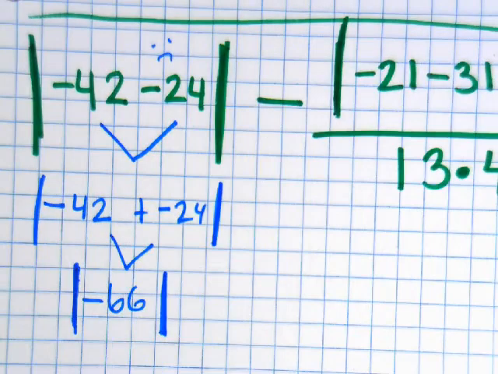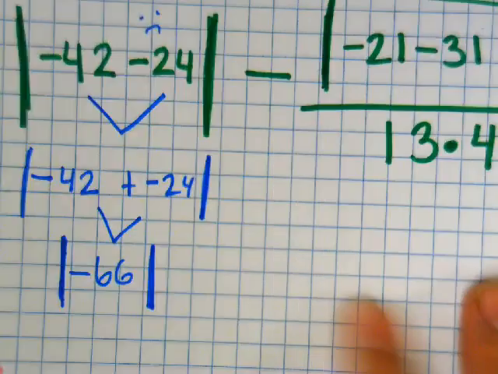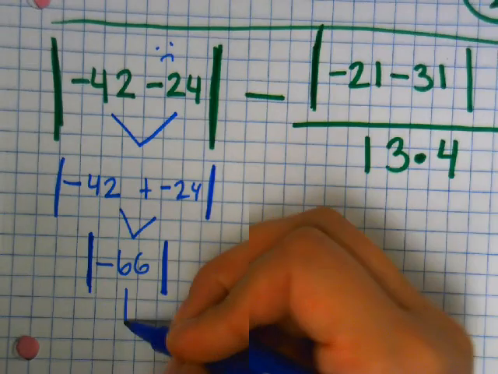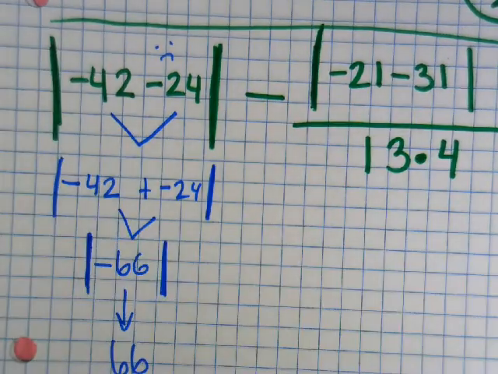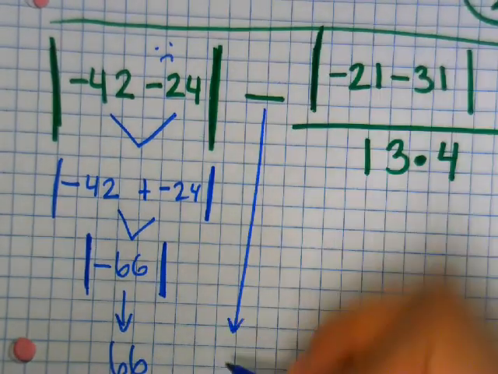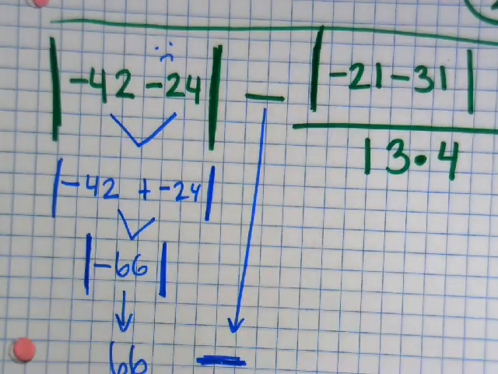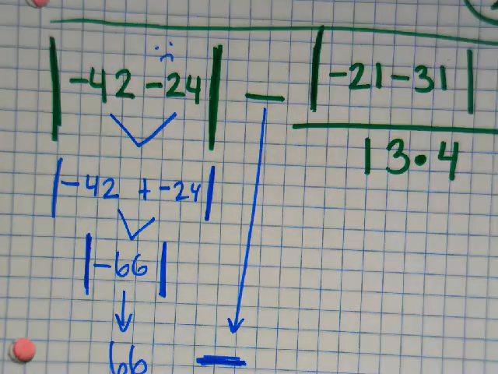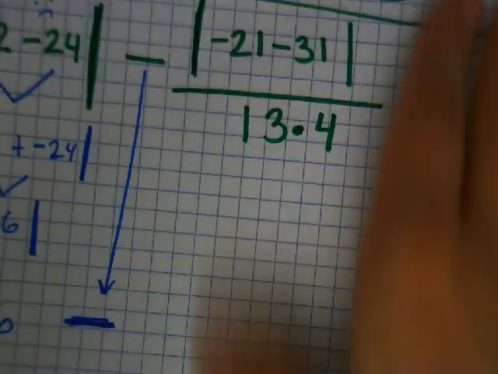We put it down? Yeah. Now we put it down. What's the absolute value of negative 66? Positive 66. Okay. Now I gotta deal with this stuff over here. Lots of stuff to do.